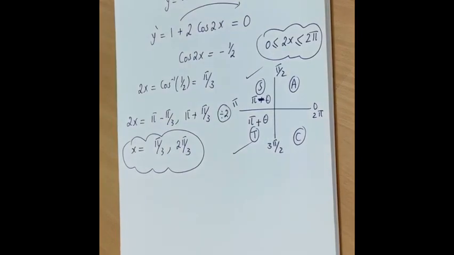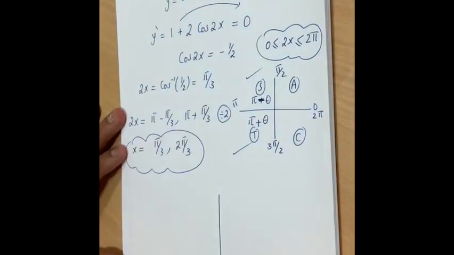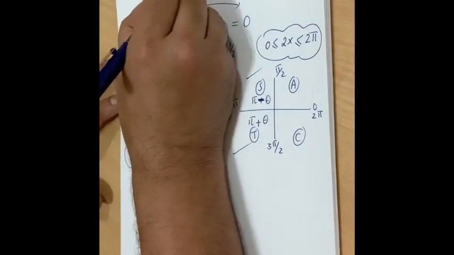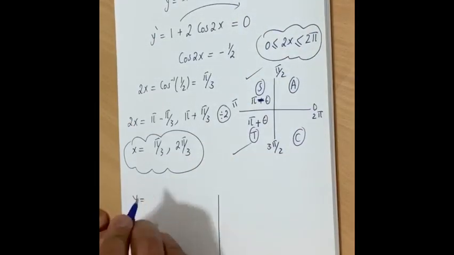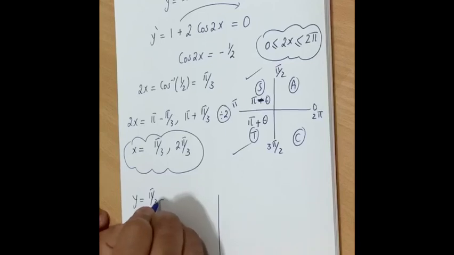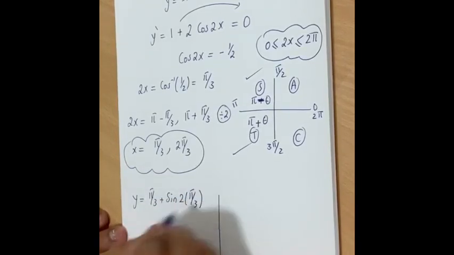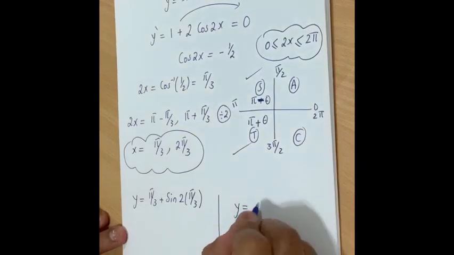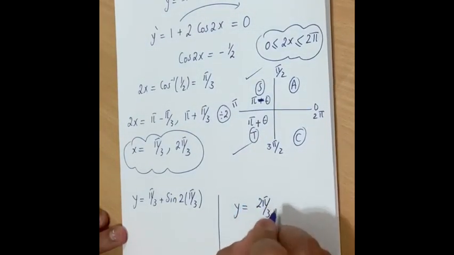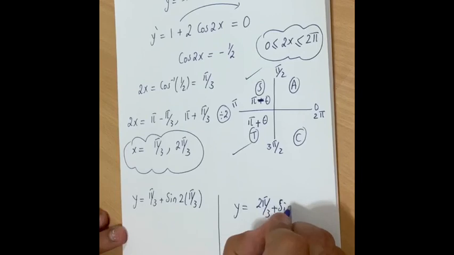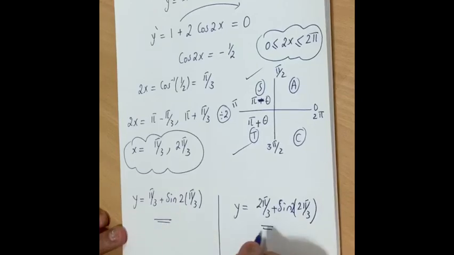And of course, if you want to find the y coordinates, you just replace the x in the main function. But the question asks you only for the x coordinates. So if you want to find y, you just do pi over 3 plus sine 2 pi over 3, and y equals 2 pi over 3 plus sine of 2 multiplied by 2 pi over 3. Then you can find the y easily.